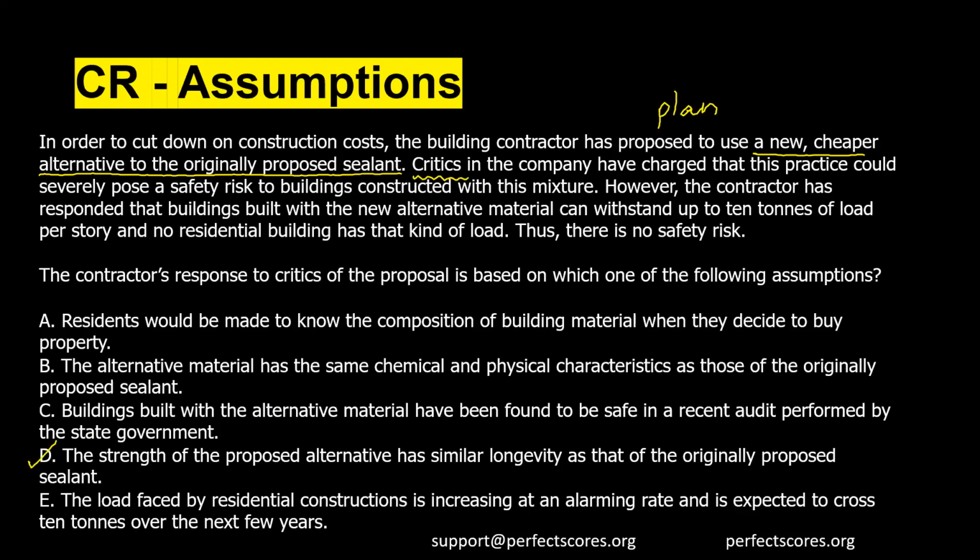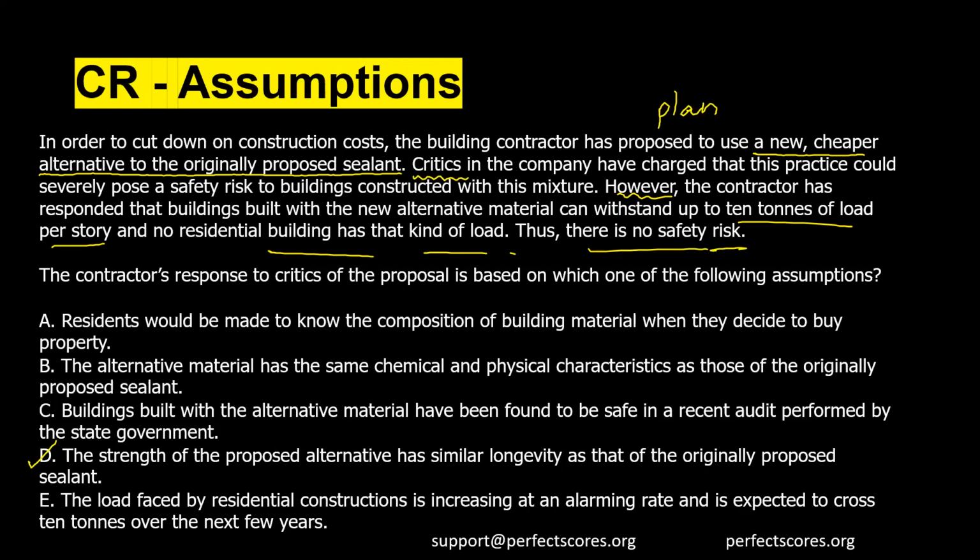So I'll quickly go through this argument. To cut down construction costs, the contractor is going to use a new alternative sealant. Critics say it's a risk to buildings because of the sealant. But again, the contractor has said that buildings can withstand up to 10 tons of load per story, and no building actually has that kind of load. So there's no safety risk. So it's basically a debate going on between critics and the contractor.